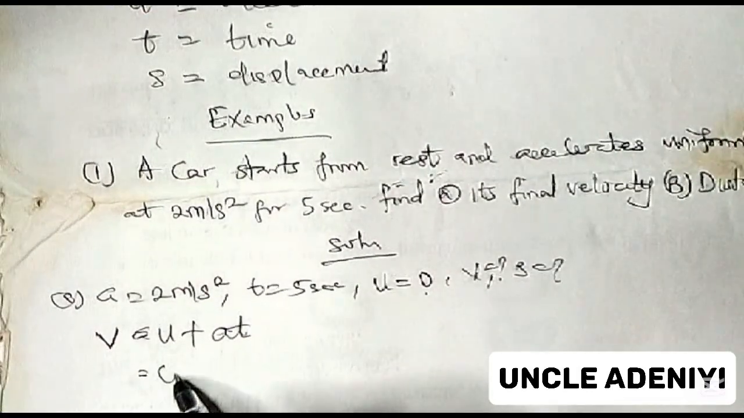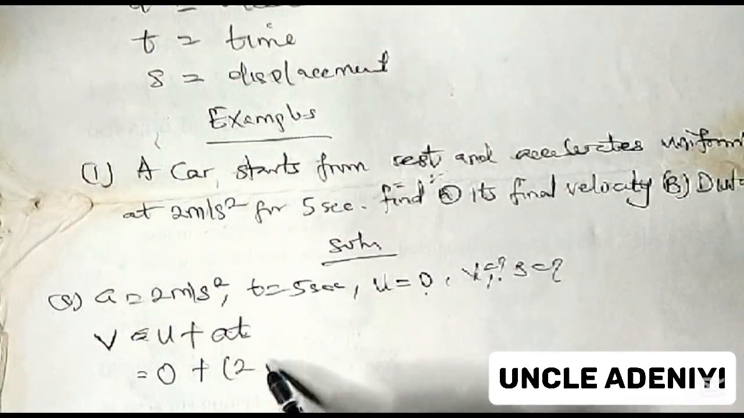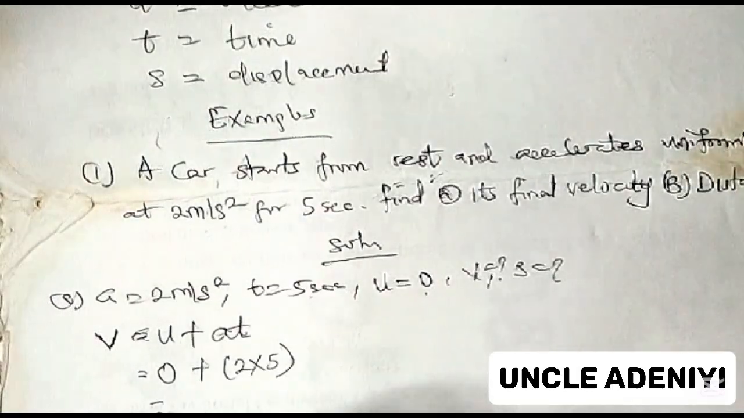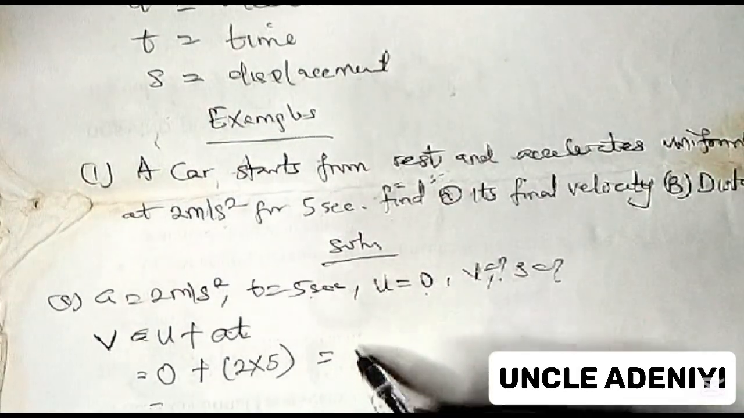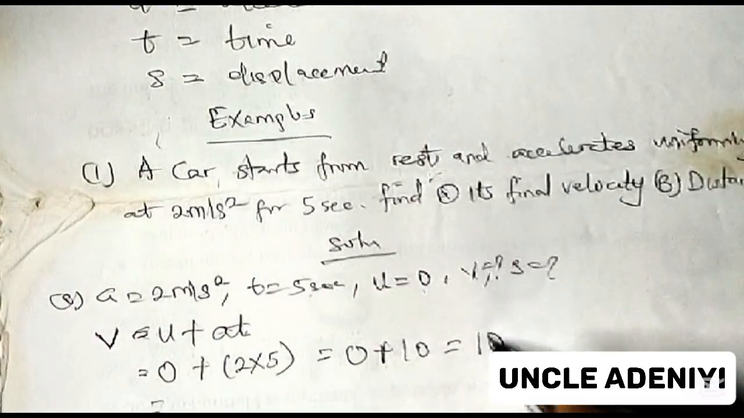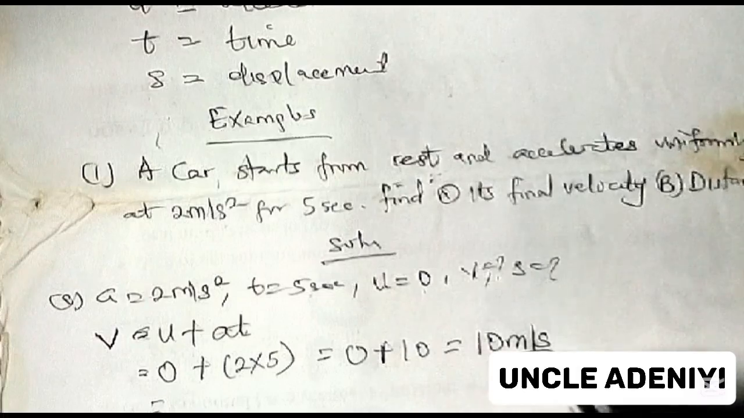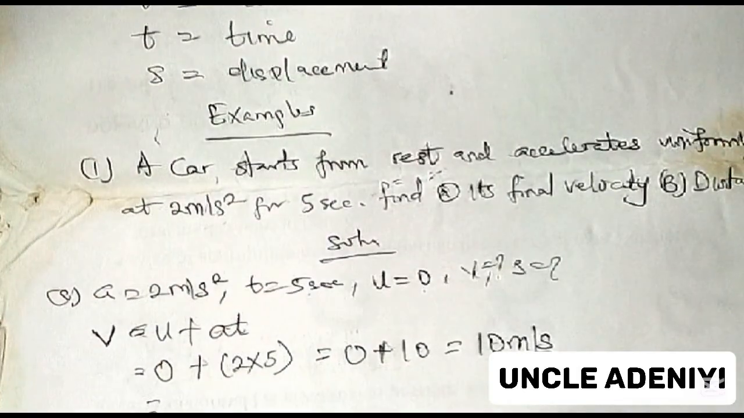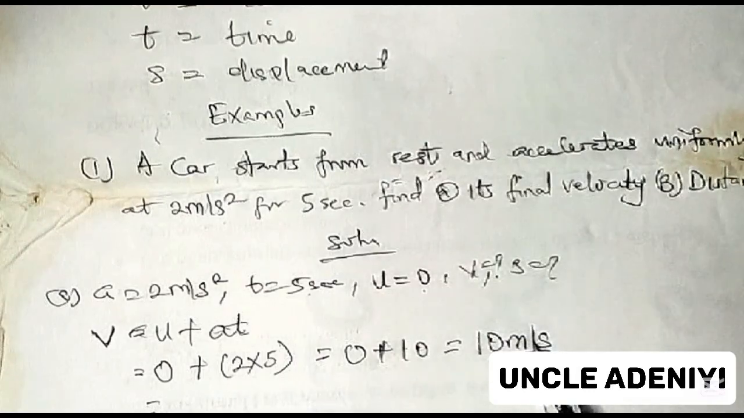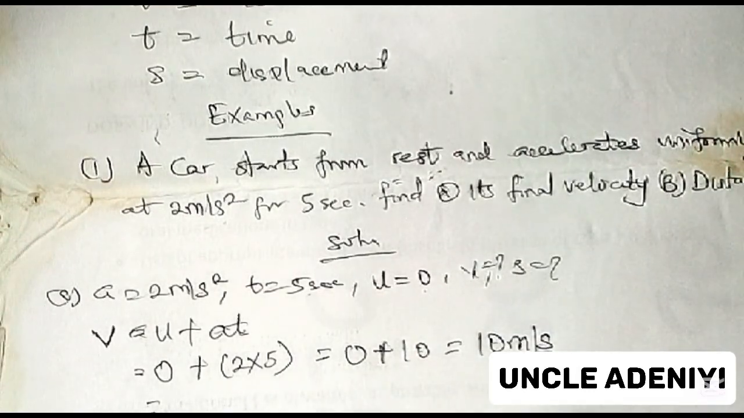Our U equals 0, plus A equals 2 times T, which is 5. So 0 plus 2 times 5 is 10. What is the unit of velocity? The unit of velocity is meters per second. So the final velocity is 10 meters per second. So that is the answer.